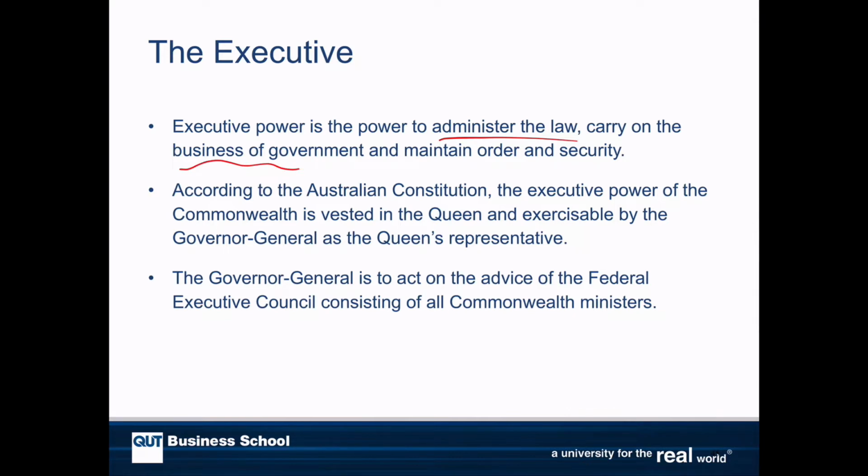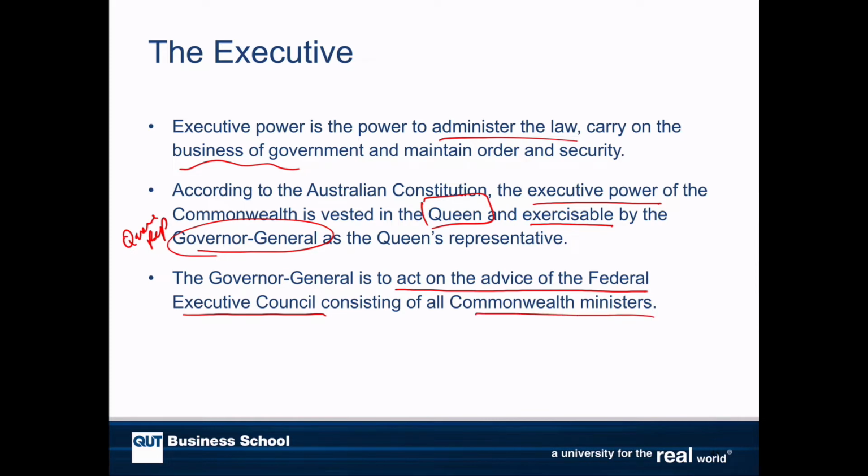So this is a little bit convoluted. Let's break it down. According to the Constitution, the executive power of the Commonwealth is vested in the Queen, but it's exercisable by the Governor-General. Remember, that's the Queen's representative. But the Governor-General acts on the advice of the Federal Executive Council, which is all the Commonwealth ministers.